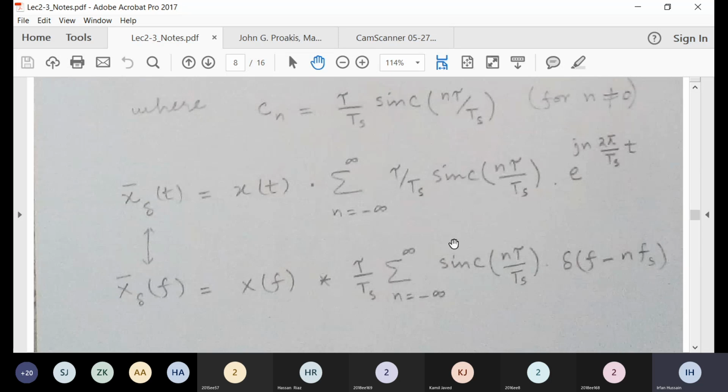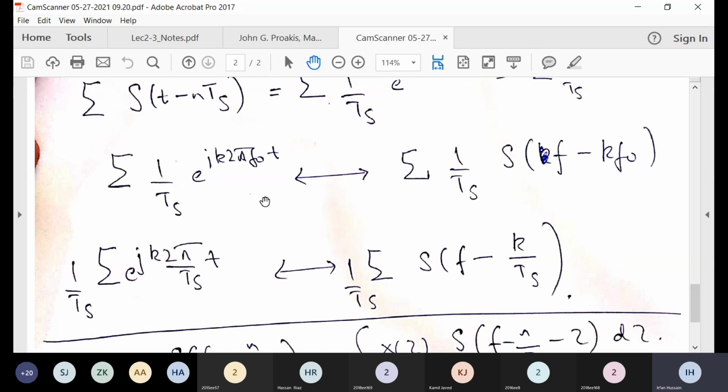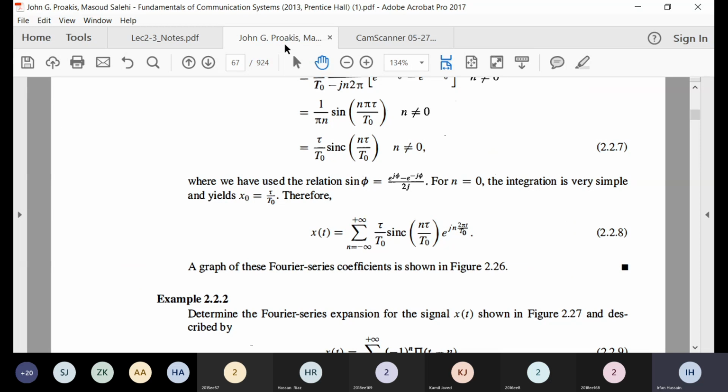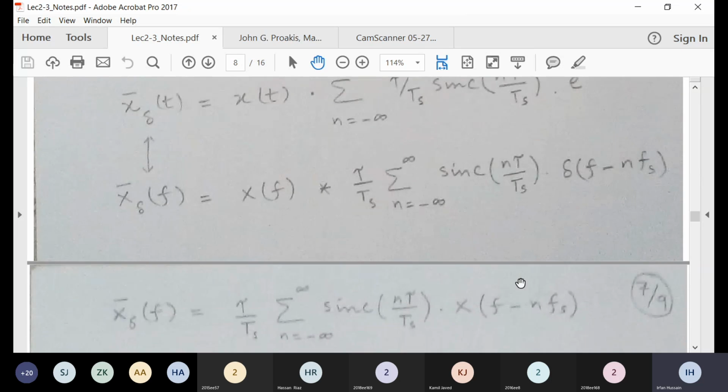Earlier you had 1 over ts, now this whole thing is the Fourier series coefficient. It will just come as it is, and we have seen that this e^(j 2 pi n fs t) actually comes out to be an impulse at f minus n fs. Fs is equal to 1 over ts. This we have already seen. So an exponential train results in an impulse train. This we have seen in my notes also here. An exponential results in an impulse train. Like this. So we have done till this point.